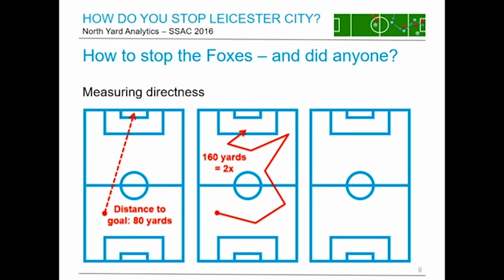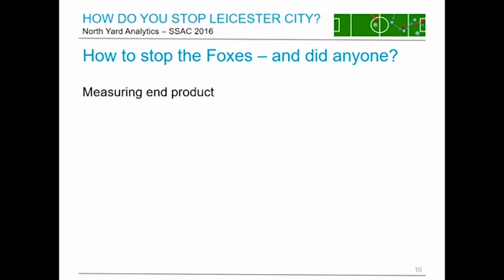Or you could go more directly, fewer passes, much fewer deviations from that straight line towards the goal, and you could get to a position within about 80 yards, or 1 times the distance to goal, from which it's viable to shoot. So you can see in the middle panel there, you've got a team that's not playing very directly. They pass twice the distance to goal. And in the right-hand panel, you've got a team that's going pretty directly, because they're only going 1 times the distance to goal. So this is going to be my measure of directness. How many times the distance to goal do you pass on your way to attack?